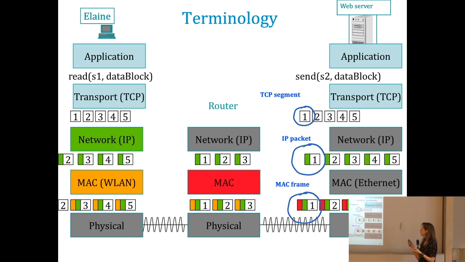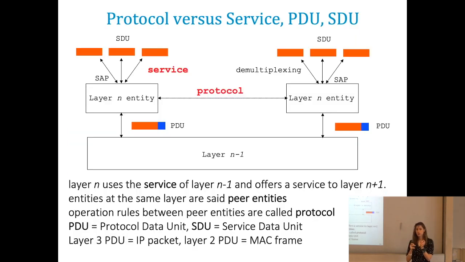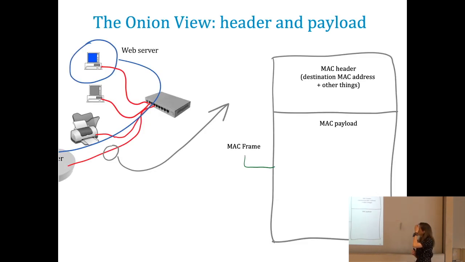So typically, we have devices at different layers. A layer will offer a service to the layer above. And entities that are on the same layer communicate with each other using a protocol, so very well-defined rules. For instance, at the transport layer, it's TCP. At the network layer, it's IP. They use well-defined rules. So let's have a look at the onion view of all of this.